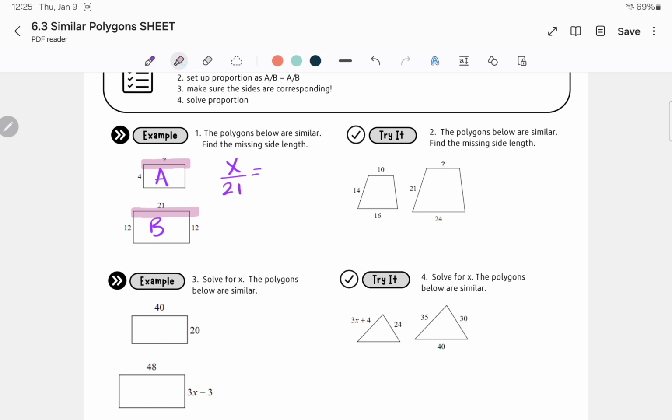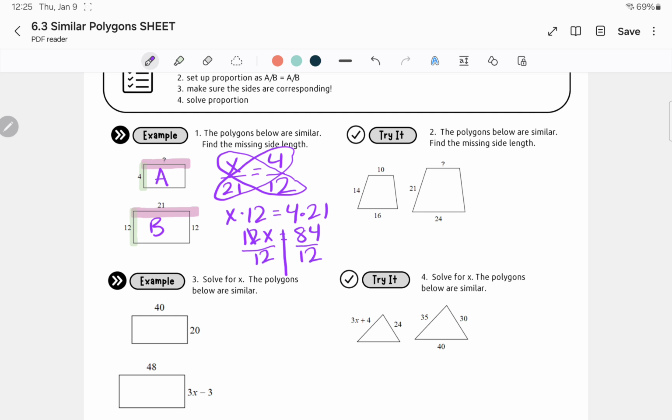And that's going to equal, again, now choose another color, and let's pick another side. So we have 4, and that corresponds to 12. So our second fraction is going to be 4 over 12. Now I'm going to butterfly. So x times 12 is equal to 4 times 21. x times 12 is 12x, and 4 times 21 is 84. I divide both sides by 12, so x is equal to 7.